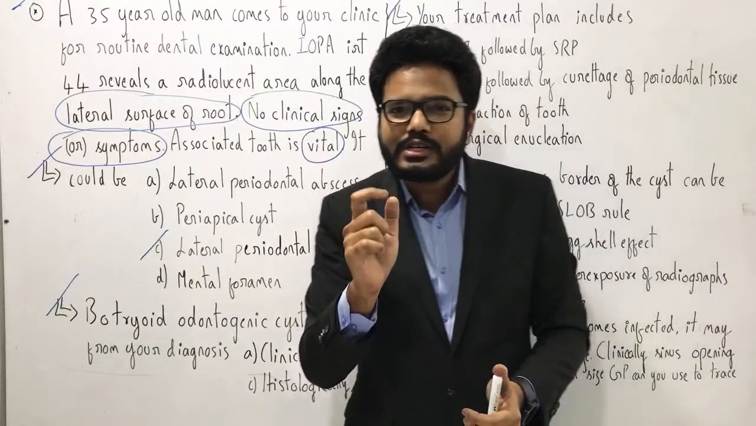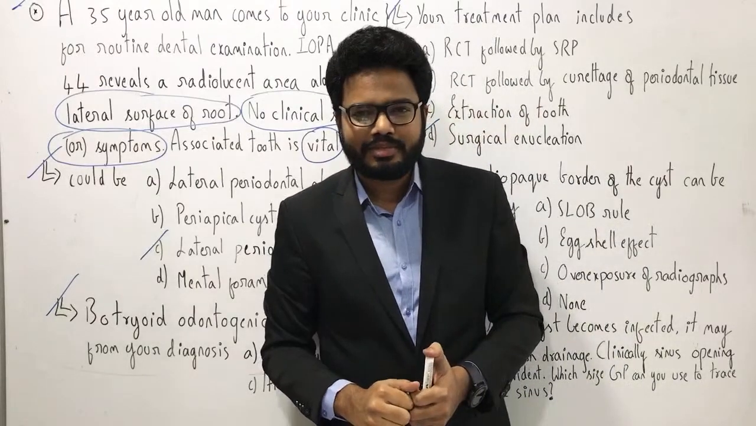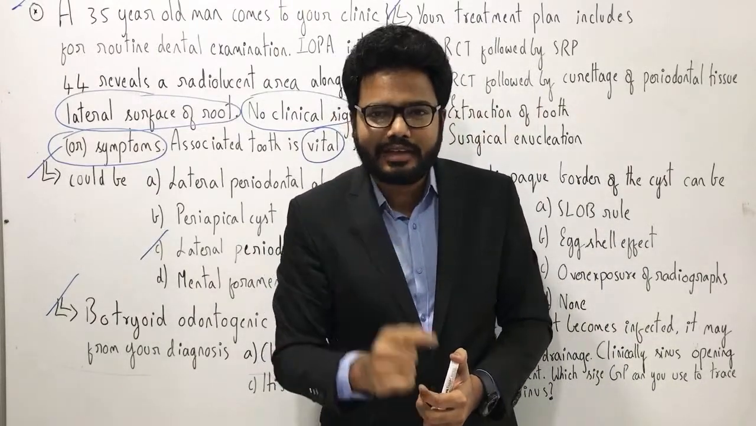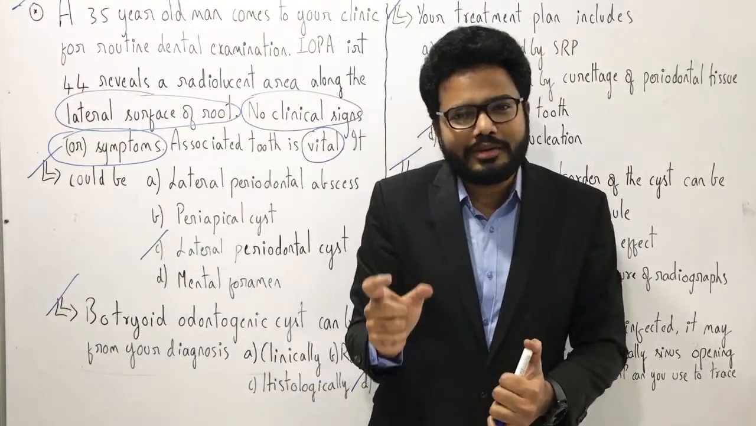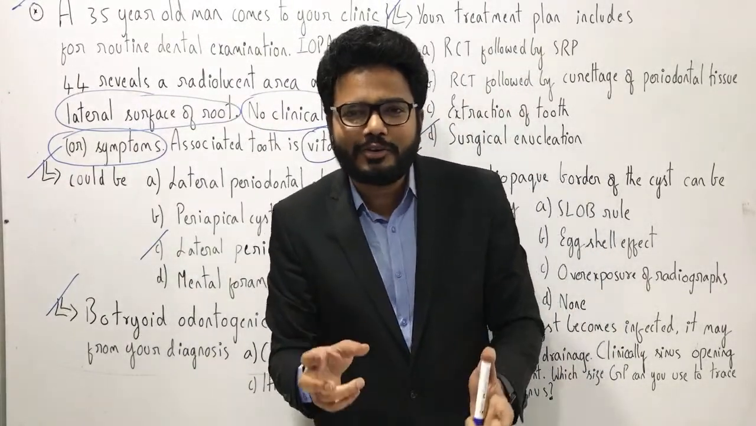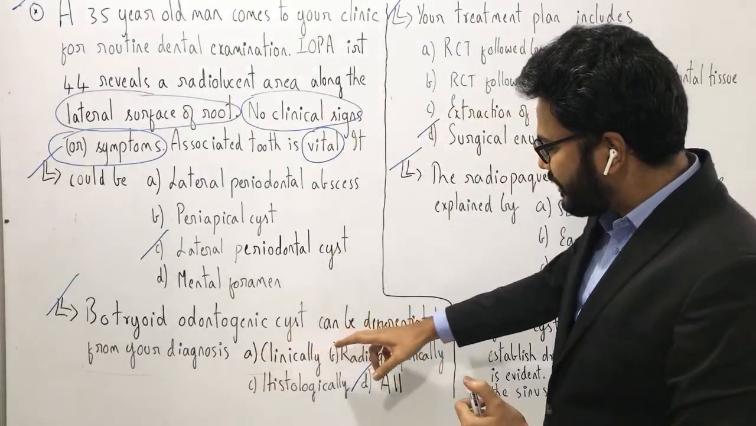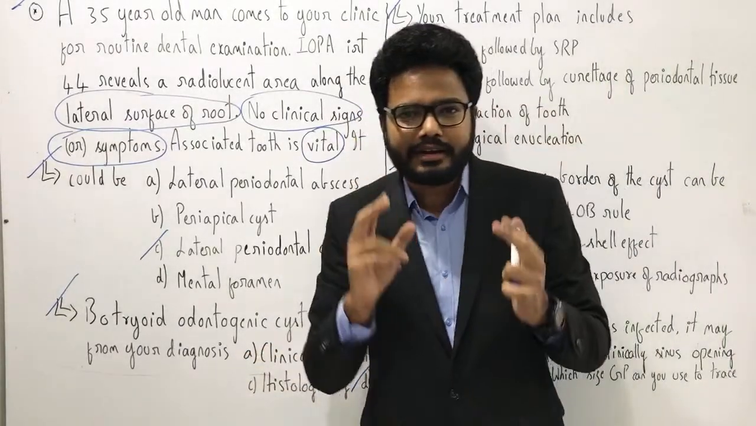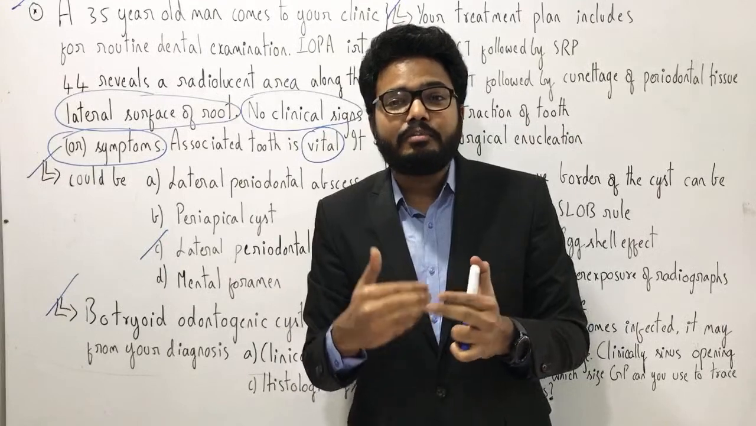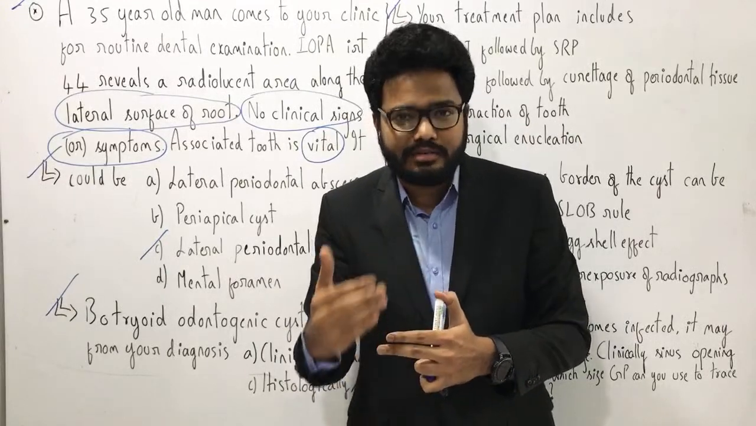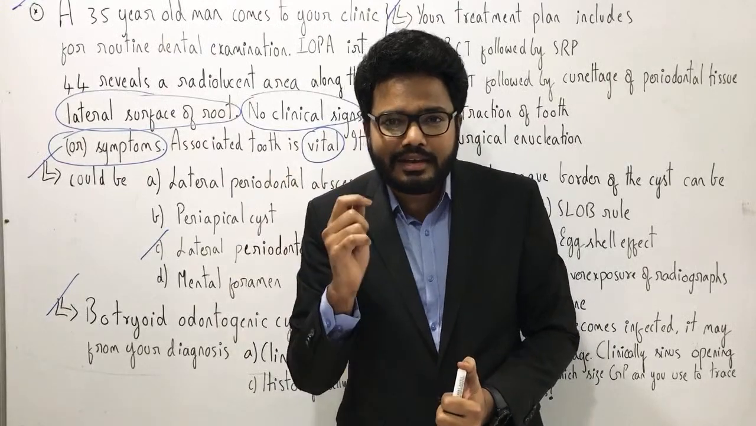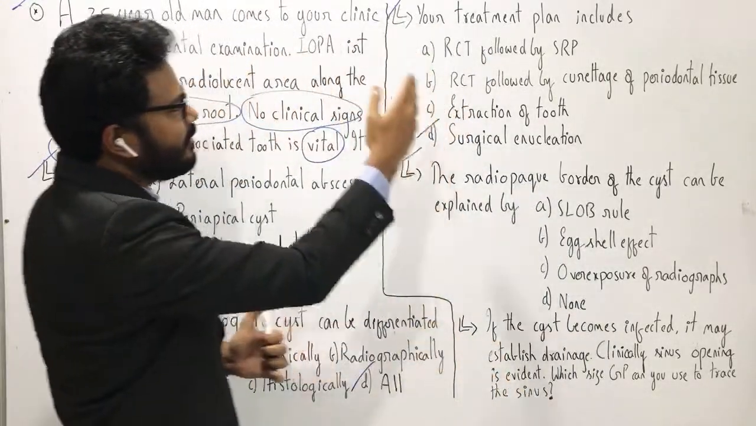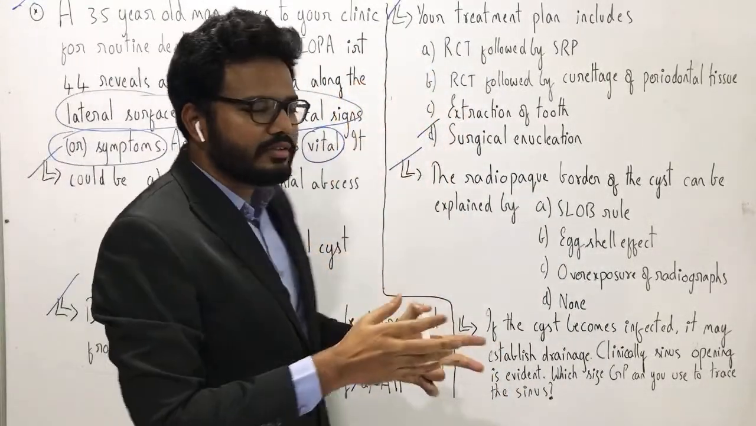By the way, what does the term botryoid mean? So you can even consider this as your second homework question along with this GP question. What does the term botryoid mean? Why is it called botryoid? So botryoid odontogenic cyst can be differentiated from lateral periodontal cyst by its multilocular, polycystic appearance, clinically, histologically, as well as radiographically. And then your treatment plan includes, obviously, the tooth is vital.